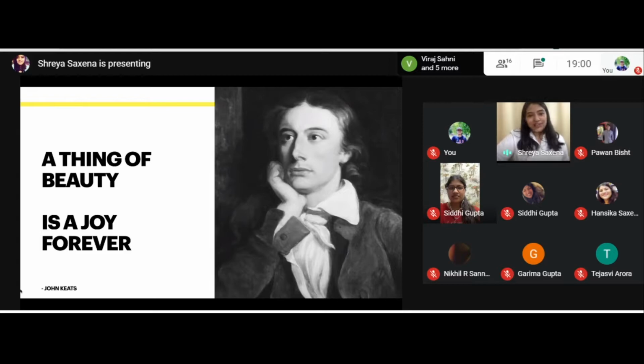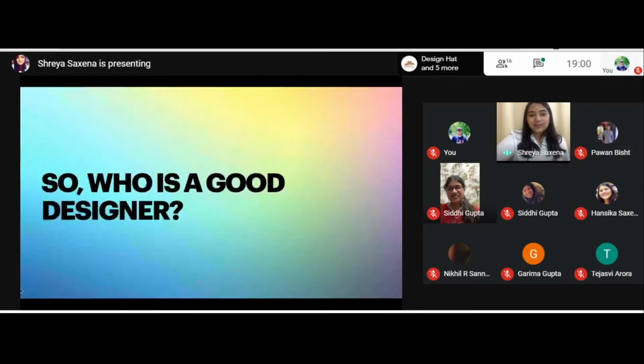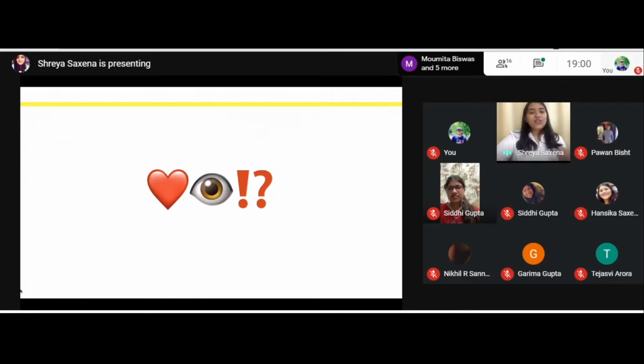And like John Keats says, a thing of beauty is a joy forever. So anything which is simple enough will always be timeless. And so that brings us to the question, who is a good designer? A good designer is just three things. If you have these three qualities in you, you will be a good designer in whatever field that you choose to be. So you have to have empathy.